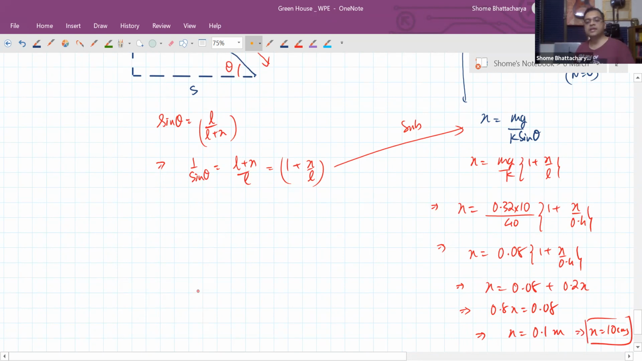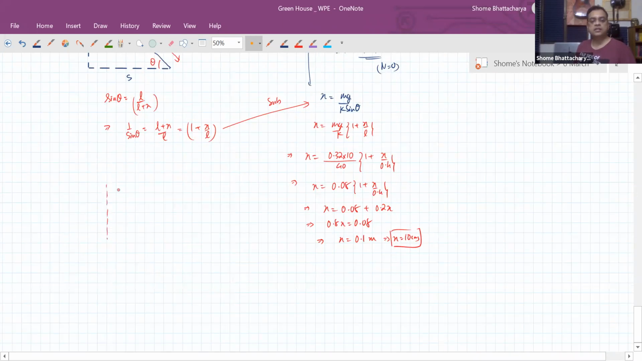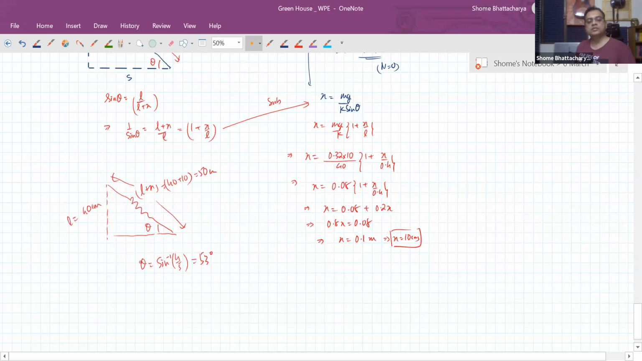So once we get that x is equal to 10 centimeters, now coming back to this triangle, you can see that in this triangle, this is 40 centimeters, okay, and this L plus x is now 40 plus 10 or 50 centimeters. So you can see that this angle theta is sine inverse of 4 by 5 or 53 degrees.